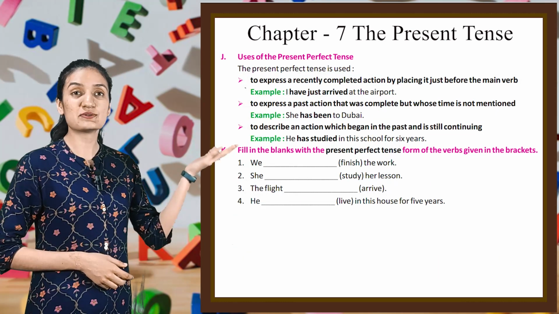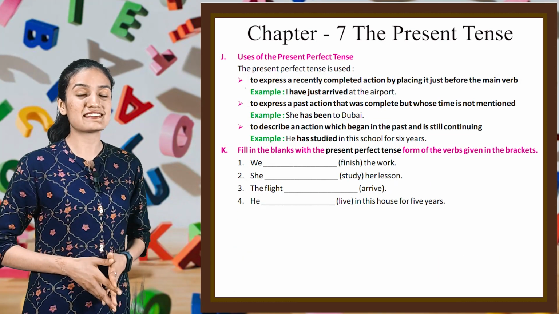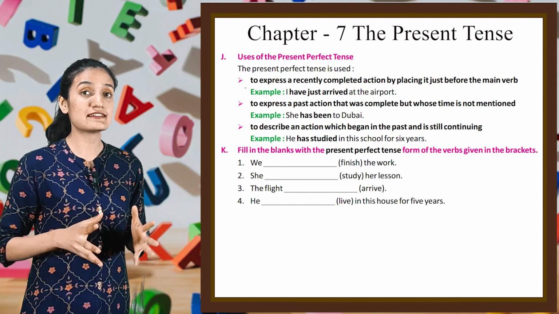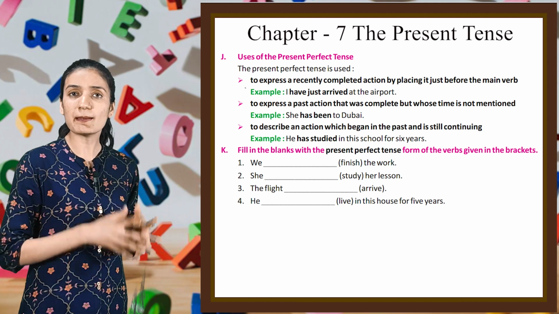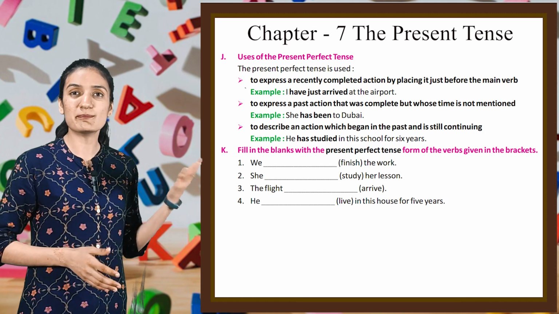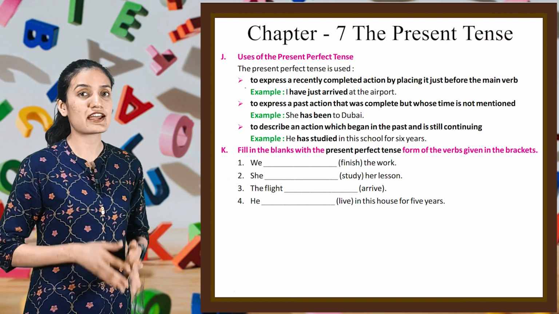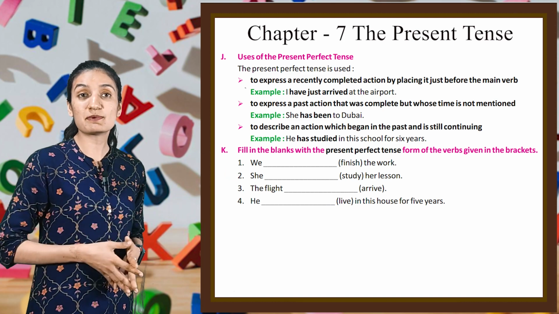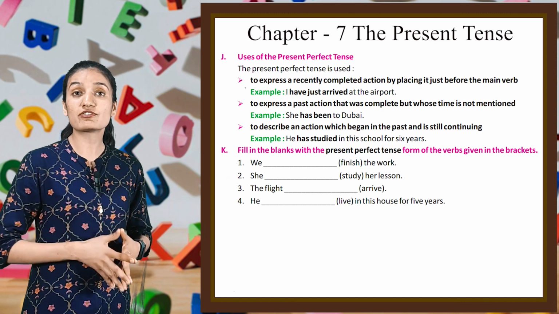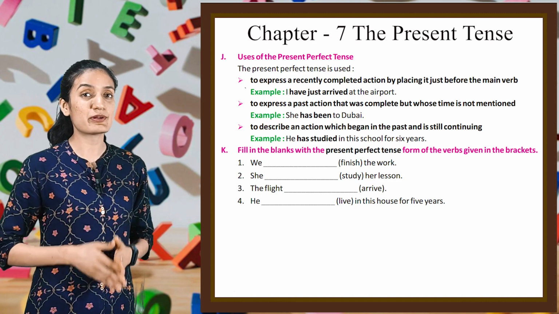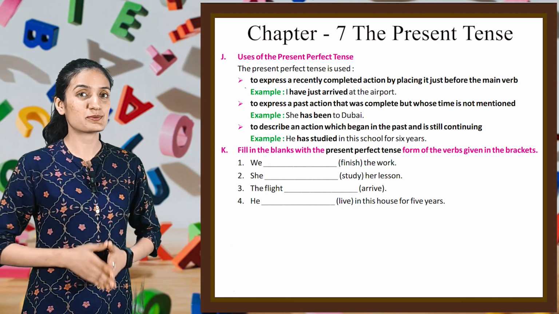Now let's see the uses of present perfect tense. The present perfect tense is used to express a recently completed action by placing just before the main verb. Let's see the example. I have just arrived at the airport. To express a past action that was complete but whose time is not mentioned. Example, she has been to Dubai.